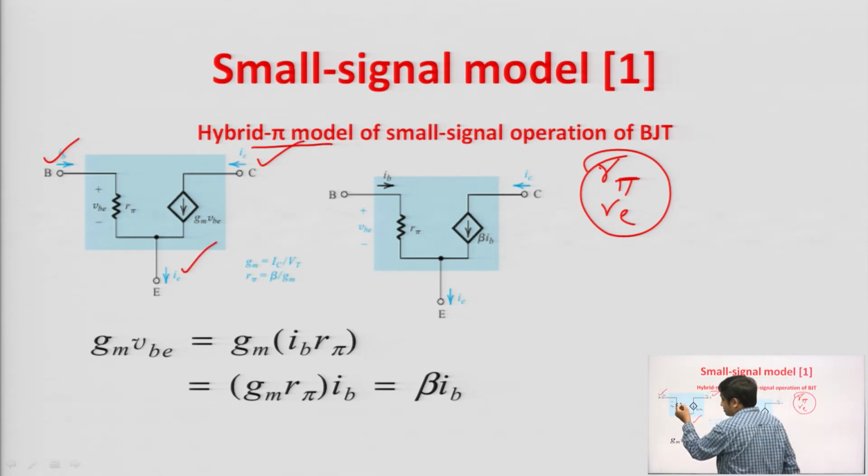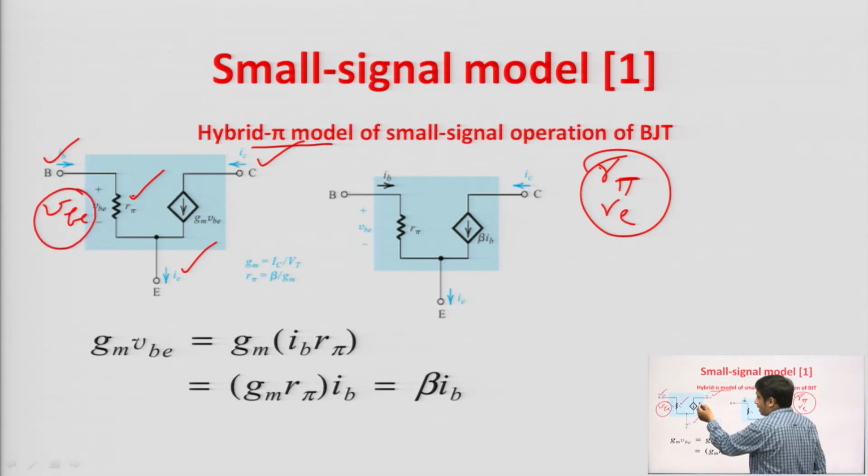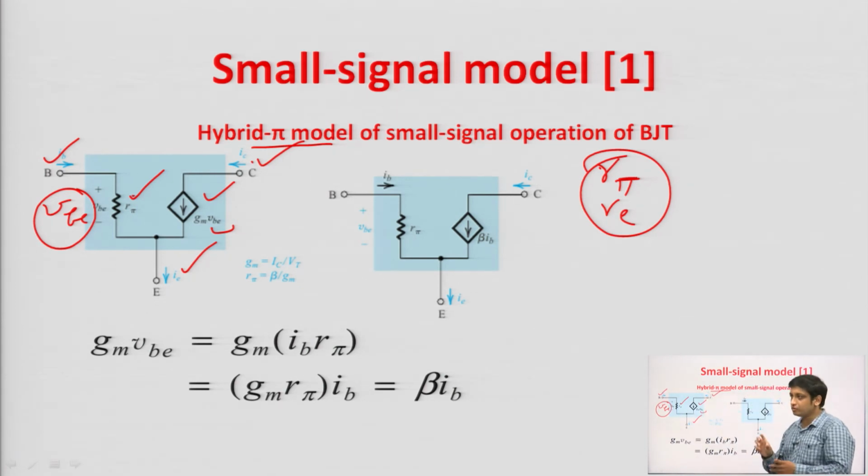We know that this internal resistance R pi is at the base terminal, in between base and emitter, and this is the small signal base to emitter voltage Vb. At the output side there is a dependent source, a voltage dependent current source. Your collector current actually depends upon the input voltage Vb, that is why we have represented it with the help of a dependent source. It is quite clear: if you change the base to emitter voltage Vb, your collector current will change.